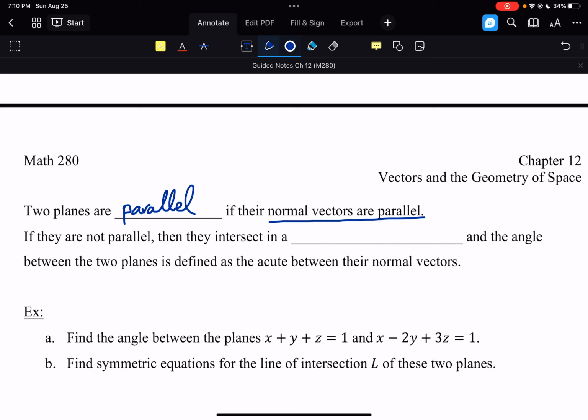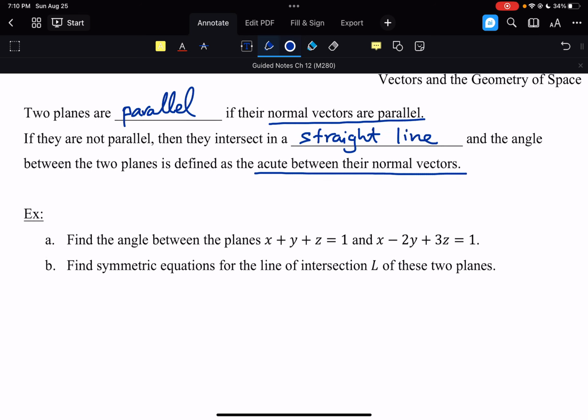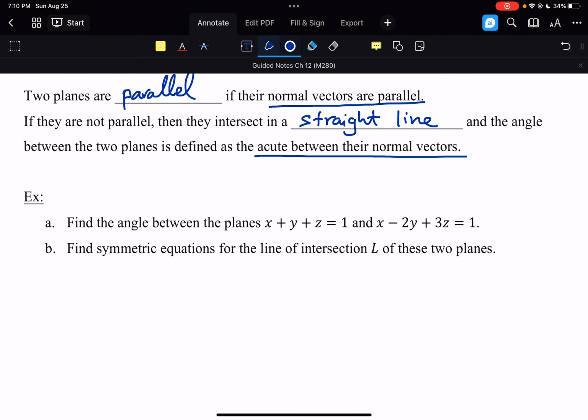Okay. If they are not parallel, then they intersect in a straight line. And the angle between the two planes is defined as the acute angle between their normal vectors. So the angle between the vectors is the same as the angle between the planes. So let's take a look at an example, kind of use this same idea here. Find the angle between these two planes, and then find symmetric equations for their line of intersection.